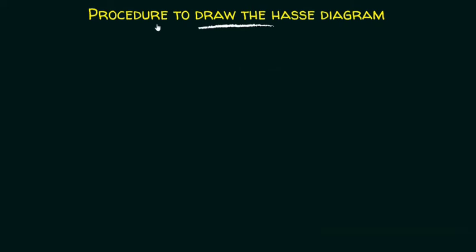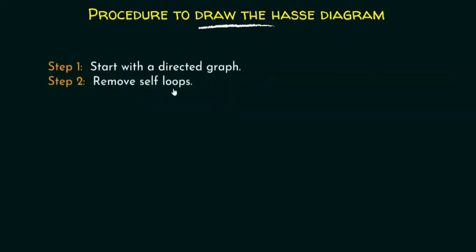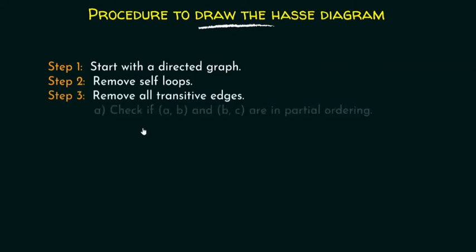Now we will see the procedure to draw the Hasse diagram. Step 1 is to start with the directed graph. It must be well noted that we must start with the directed graph. Okay. Then we must remove self loops. This is important. Then step 3 is to remove all transitive edges, right? And here is the procedure to remove all transitive edges.